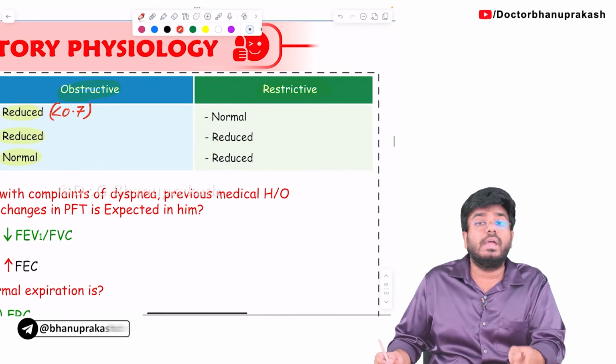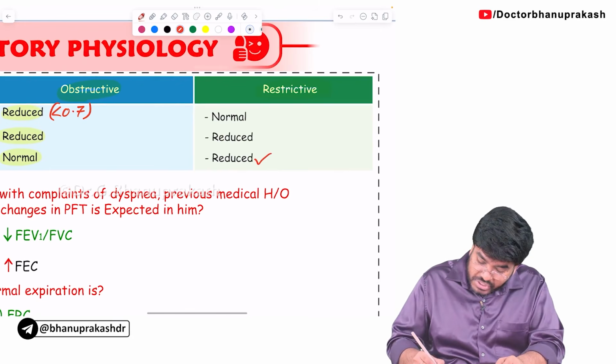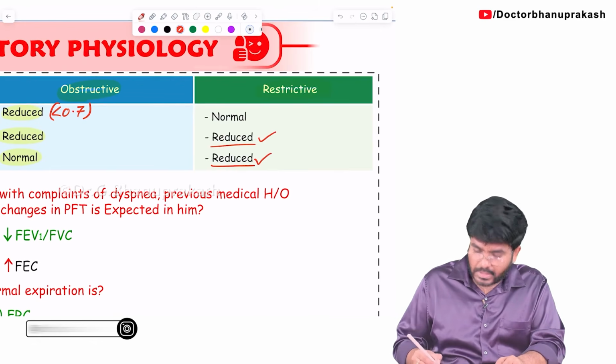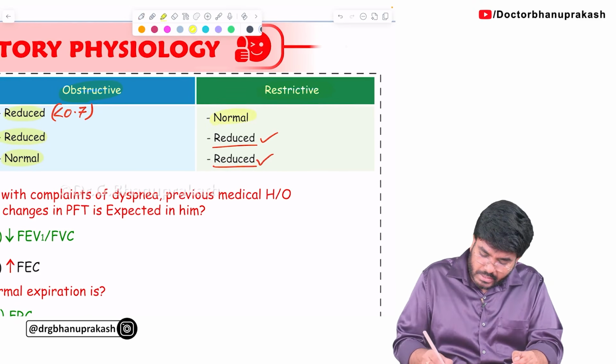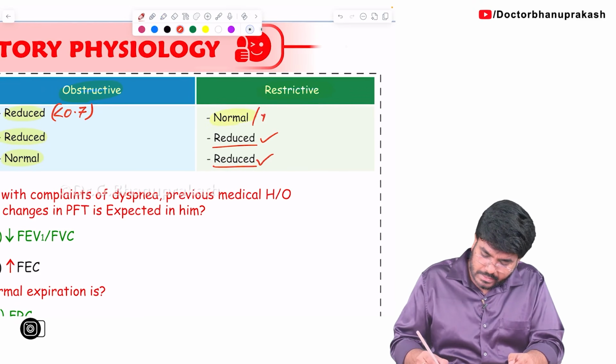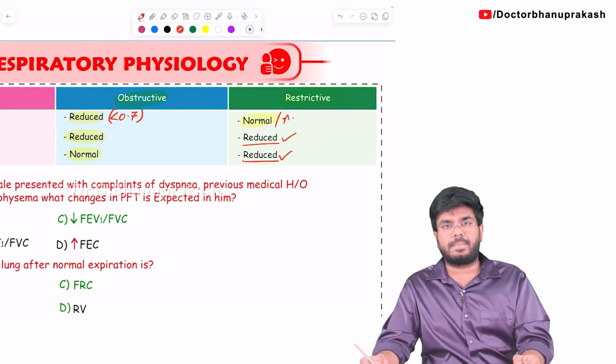Then what about the restrictive? In restrictive, both are reduced, but proportionately. So FEV1 by FVC ratio will be normal or slightly increased. Normal or slightly increased. Okay.